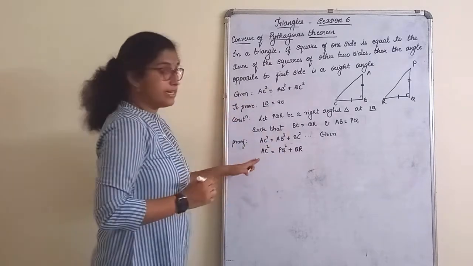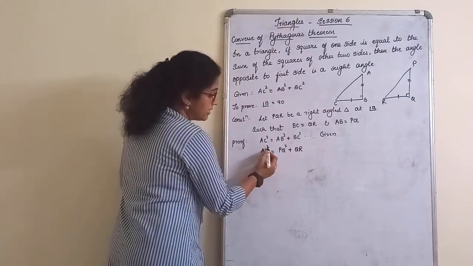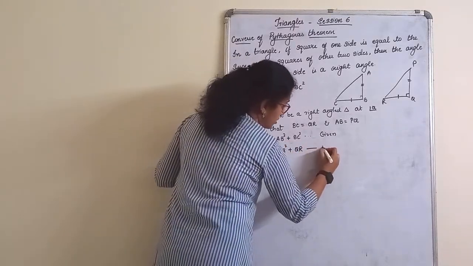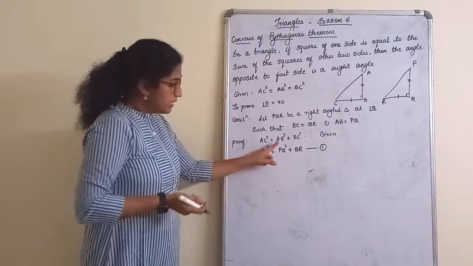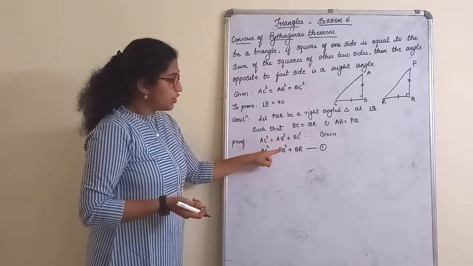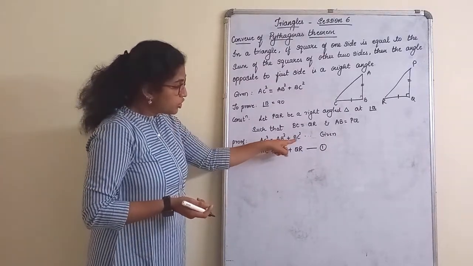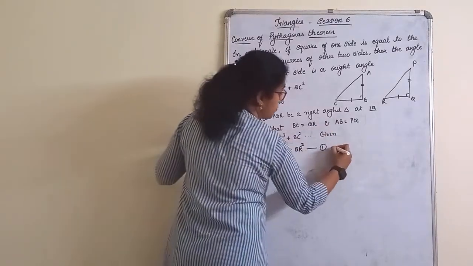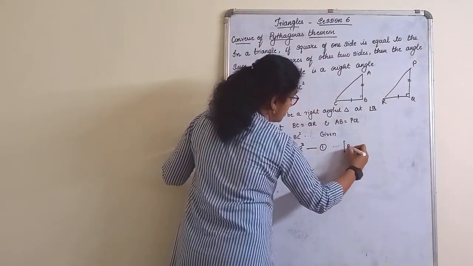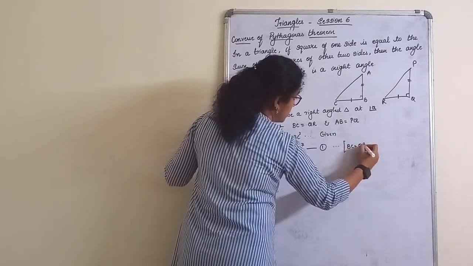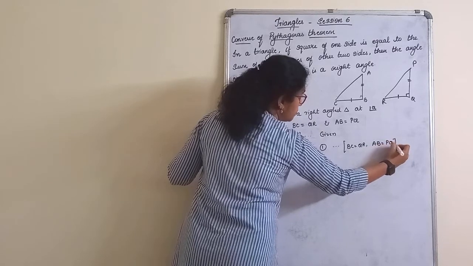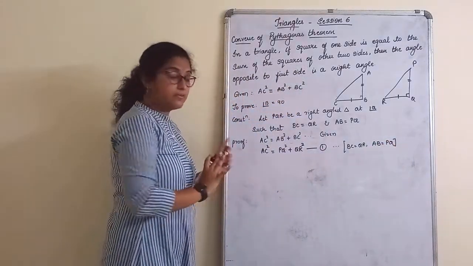I will write here, equation 1. See, AC square is equal to, instead of AB I have written PQ, instead of BC I have written QR. Why? Because it is given. Reason you write here: BC is equal to QR and AB is equal to PQ. Very clear till here? Okay, next.